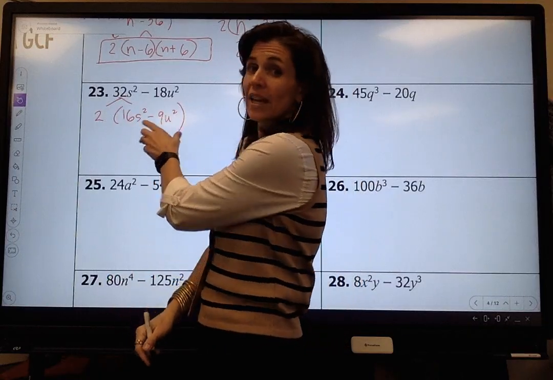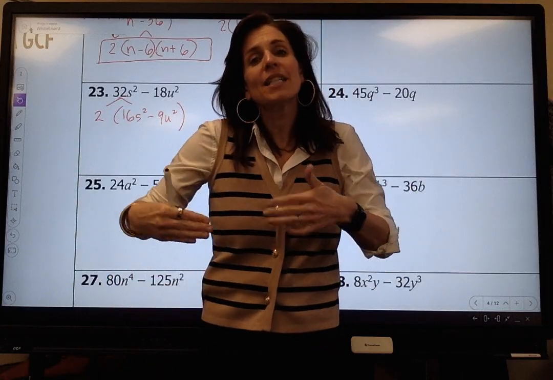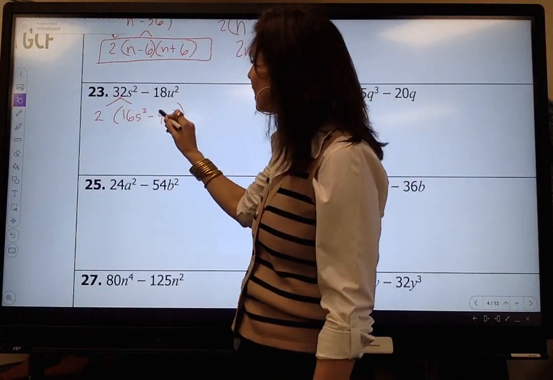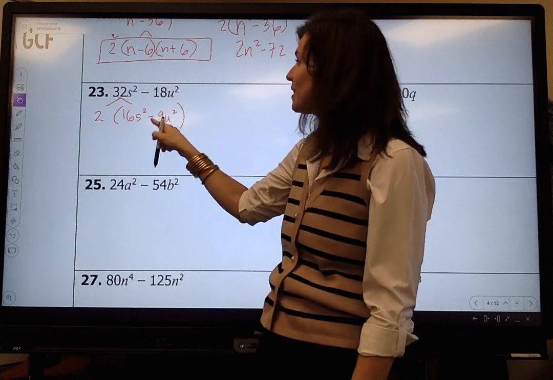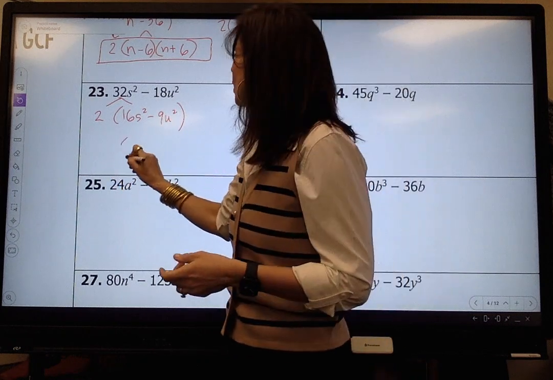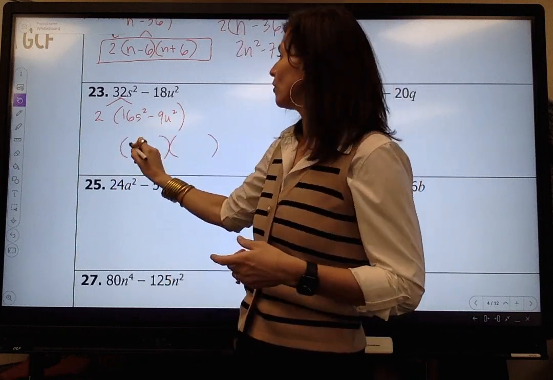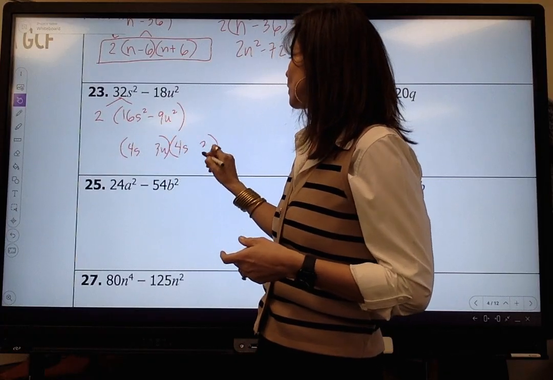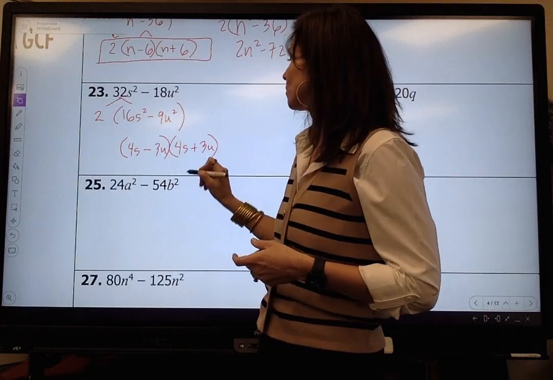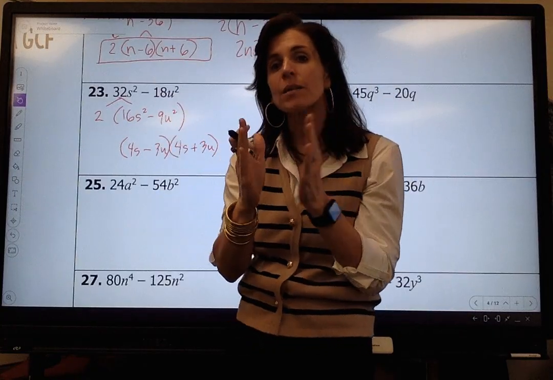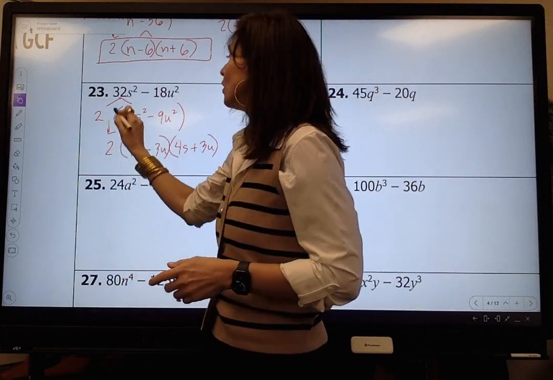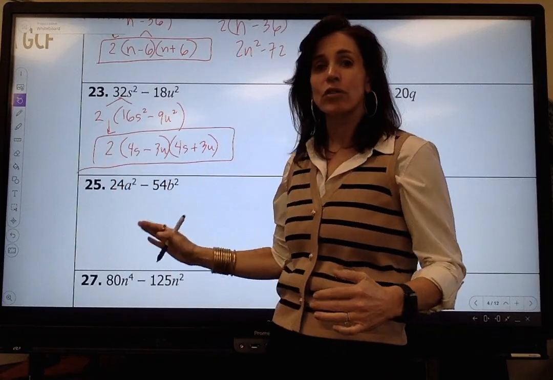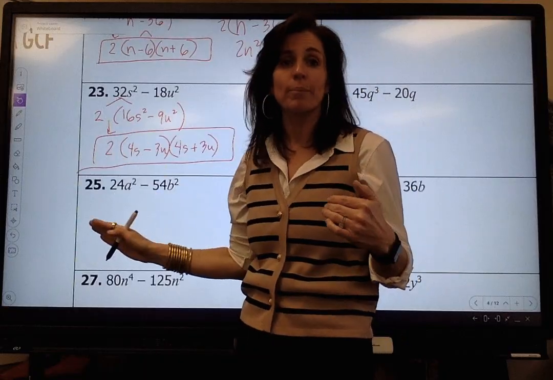There is no more GCF, but is this a difference of squares? Can I take the square root of the first term? Yes. Can I take the square root of the second term? Yes. Is this a negative? Yes. So I factor 4s and 4s go in the first term, 3u and 3u go in the second term. One's negative, one's positive. Do not forget to bring down your GCF. You took a 2 out, now you bring it back. These are all factors. They are all relatively prime.